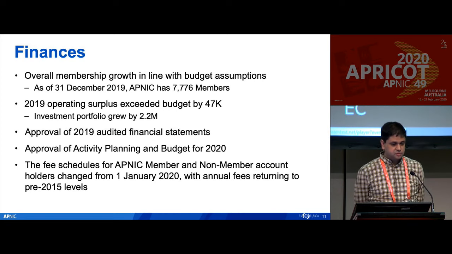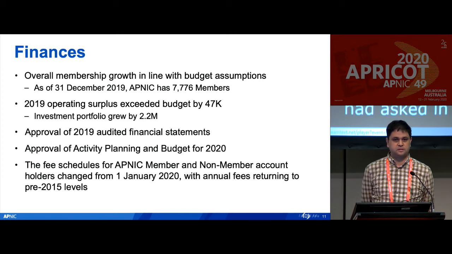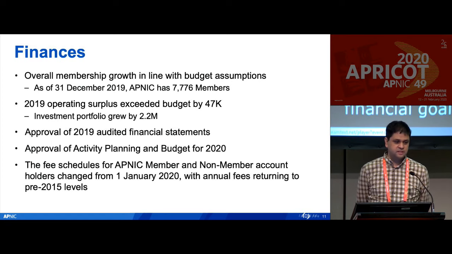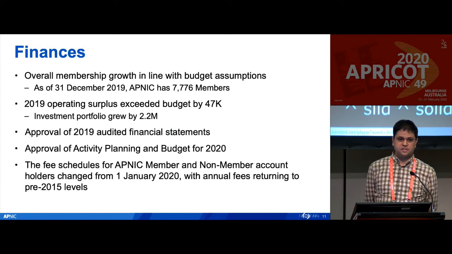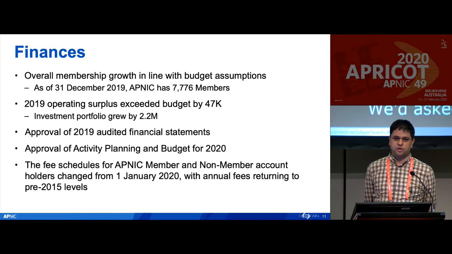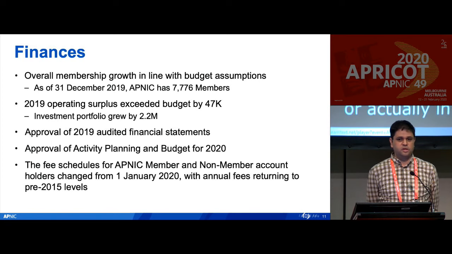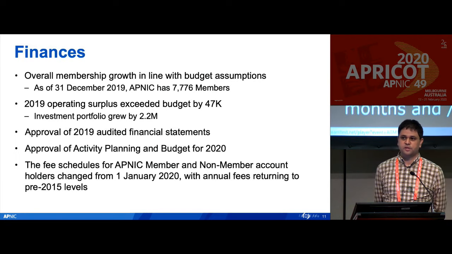And one of the other things we had asked in the survey last year was, one of the financial goals of APNIC is to keep 18 months of operating reserve in terms of liquid or solid assets. We asked if members would prefer us to stick to 18, reduce it to a lower number, or actually increase it to something bigger. The overwhelming response was we want you to stick to 18 months. And the second highest was no, go to 24 months.